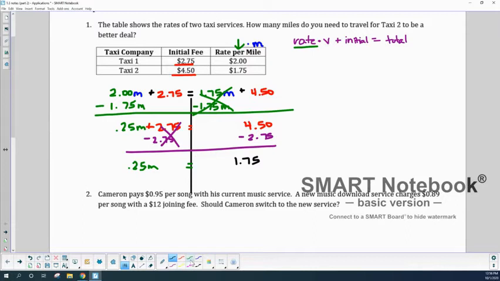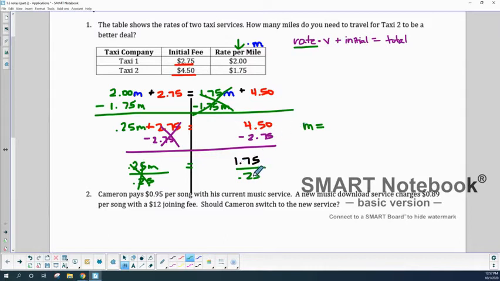Okay, and then our last step is to undo multiplication or division. So we have times 0.25 here. So we're going to divide by 0.25 on both sides. So again, I'm just typing these things in my calculator. I don't expect you to do these all by hand. So our 0.25 divided by 0.25 goes away, gives me 1 M or just M.